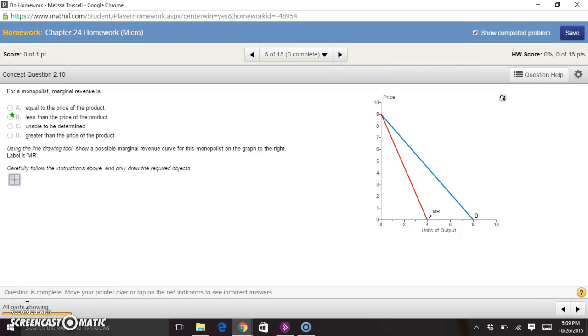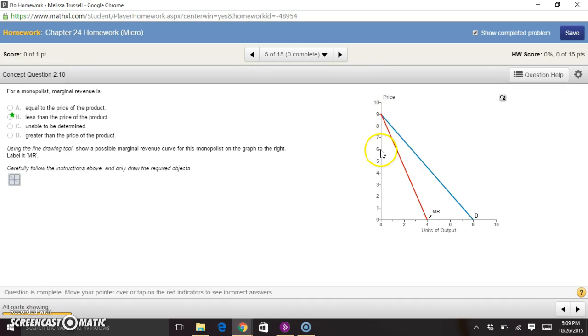This is part 2 of my explanation for Chapter 24, Concept 210. In the first part, we discussed how we know that for a monopolist, the marginal revenue curve is always to the left of or less than the demand curve, or the price of the product, which is determined by the demand curve. So in this part, we just have one more thing to clarify, and that is, why do they start at the same place up here?